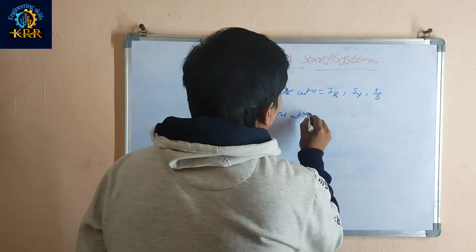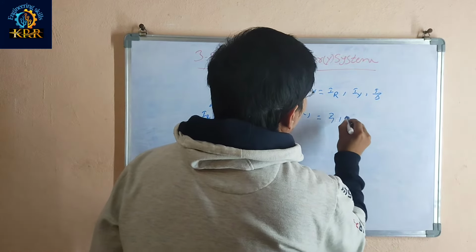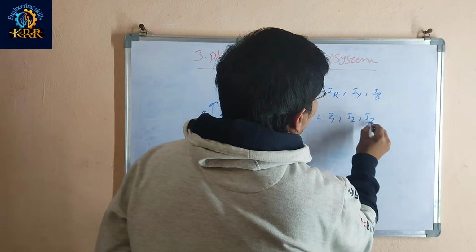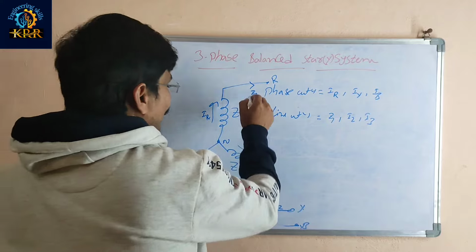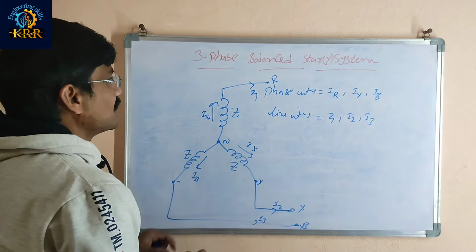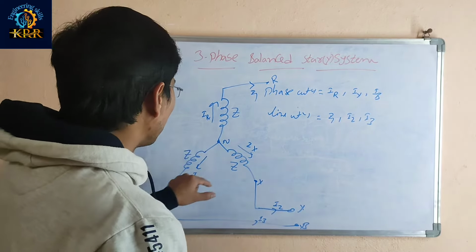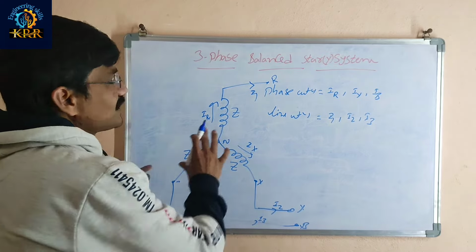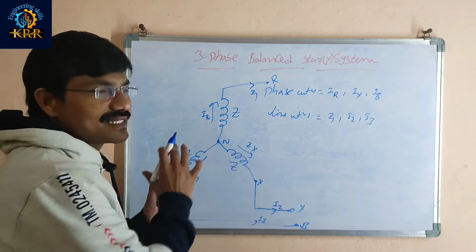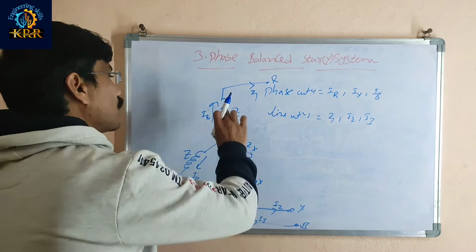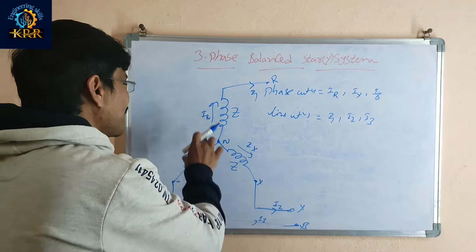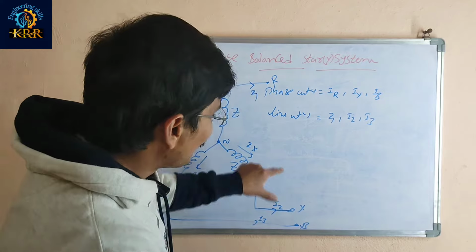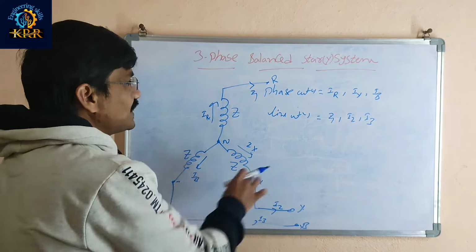The line currents are I1, I2, I3. These three line currents are also equal. Which means I1, I2, I3 are equal, and IR, IY, IB are also equal. Why? Because this star system is a balanced system. So every phase impedance is the same, every phase current is the same, and every line current is also the same.